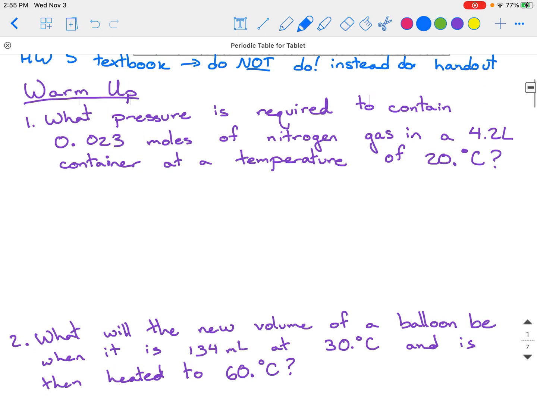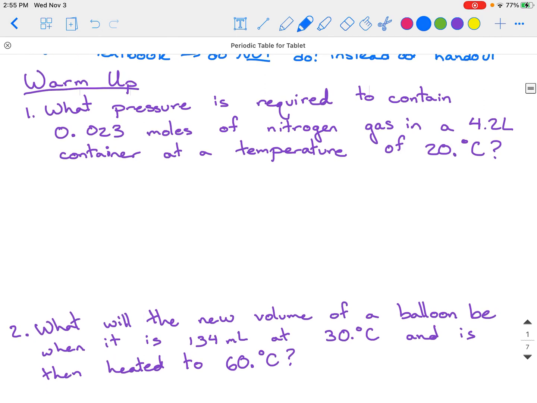Now we can go through the answers together. Hopefully you're feeling a little bit more confident on this, but if not, that's okay. Follow along. Lots of practice is the key to doing well with these ideal gas law problems. So this first one, what pressure is required? We're looking for pressure.